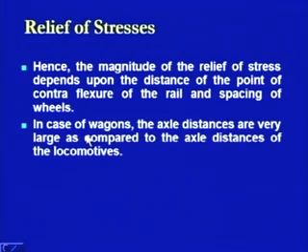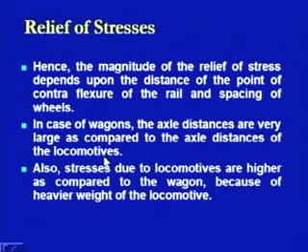Now, in this sense, another thing is, in the case of wagons the axial distances are very large, but in the case of locomotives, as we have seen previously when we looked at the various types of locomotives, where we defined them in terms of the number of axles or the number of wheels and how they are placed, the axial distance of the locomotives is less as compared to the axial distance of the wagons.